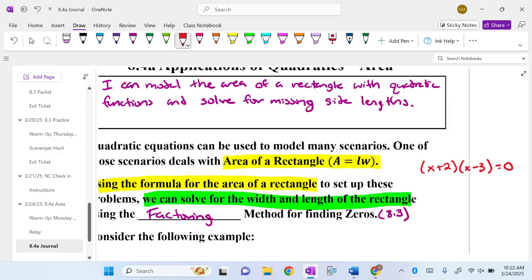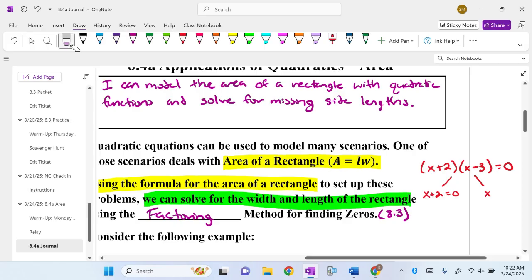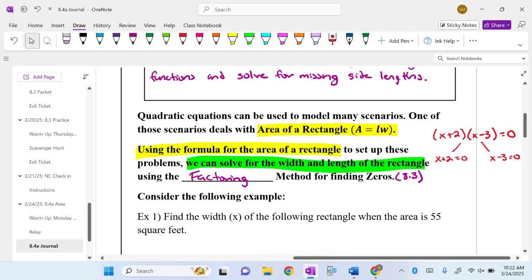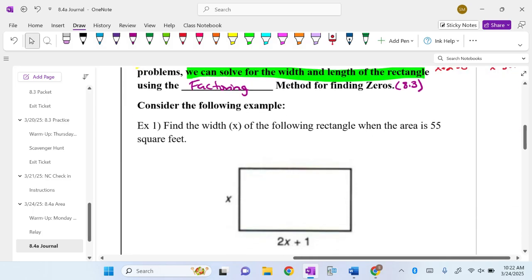Well, that's how we get the answer, but how do I know what my answer is? Right, we set both of these mini equations equal to 0 and solve them individually. So that's your last step. You set both of the little equations, your mini equations, equal to 0 and solve them individually. You should get two answers. So you got to remember those steps. If you don't, look back at your notes from last week for 8.3. It's very, very important that you know how to do that.